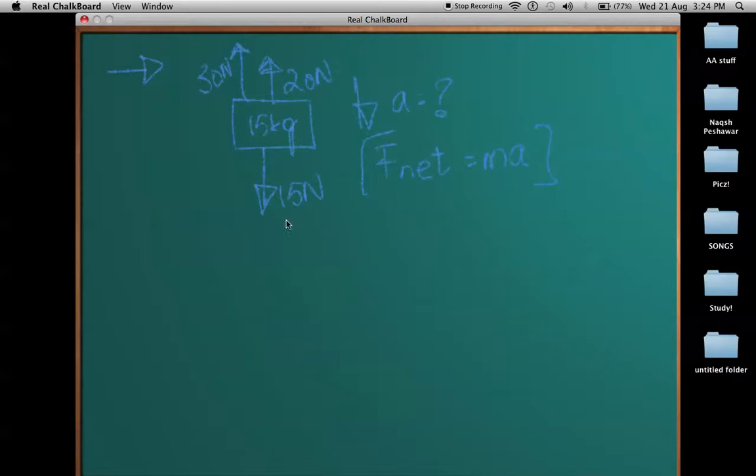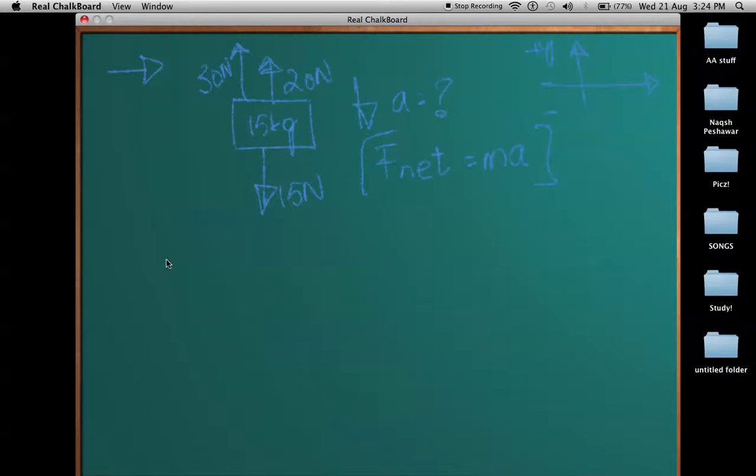Now for F net we have to find the sum. For this we need to make an arbitrary axis. Since this time all the forces are in the y direction, purely vertical, let's say upwards is positive and downwards is negative. Alright, this is positive and this is negative. You can do it very well in the opposite direction as well. You can just say that downward is positive and upward is negative.